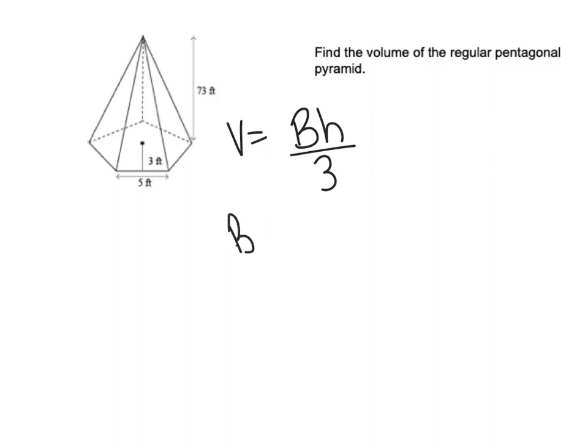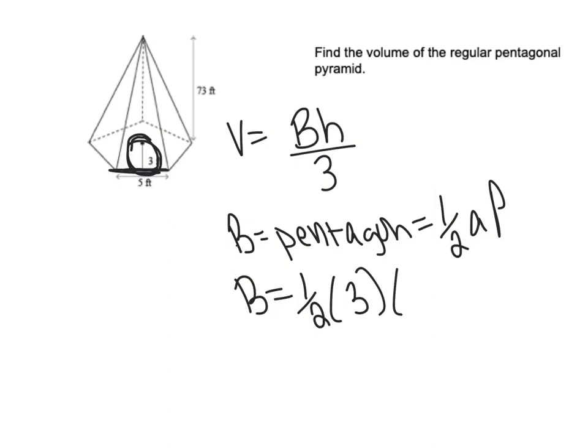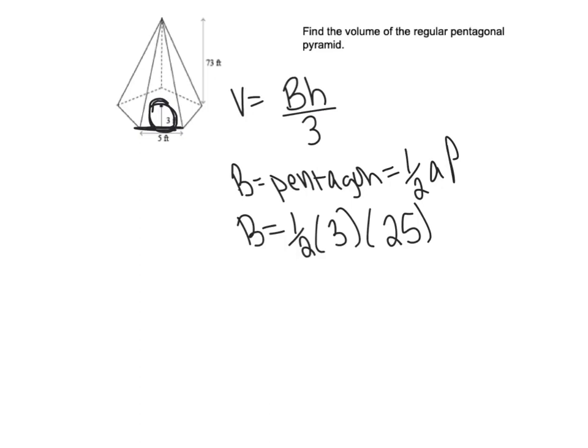Our base is a pentagon. So it's going to be 1/2 the apothem times the perimeter. And remember, the apothem goes from the center of the polygon perpendicular to the side. So if you notice right here, it tells us the apothem is 3. Okay, so our area of our base, 1/2, the apothem is 3. Our perimeter, well, each side length is 5. 5 times 5 is 25. So again, no trig needed on this one. Don't need to make it any more difficult than we have to.